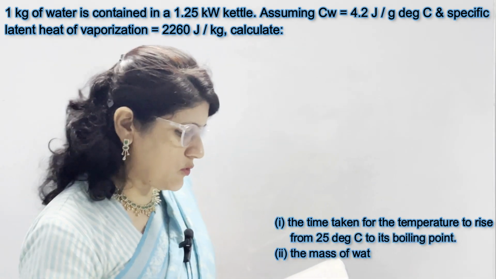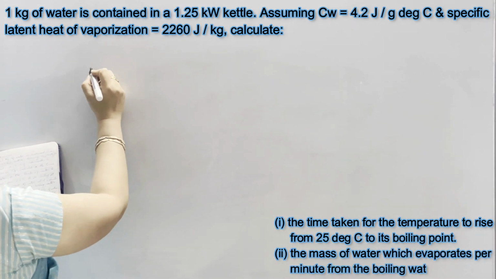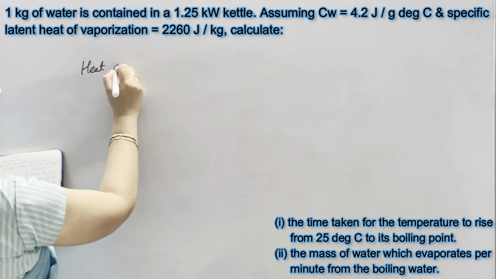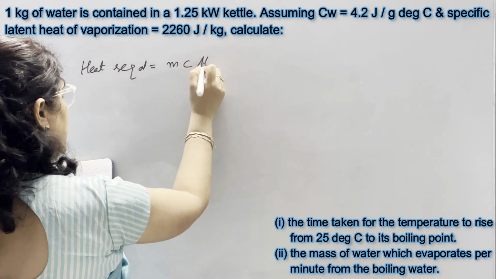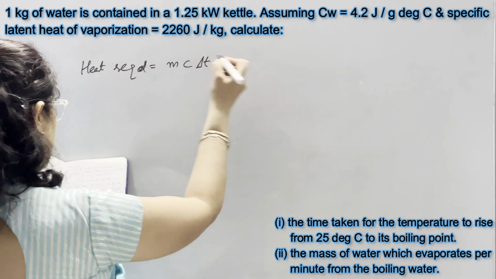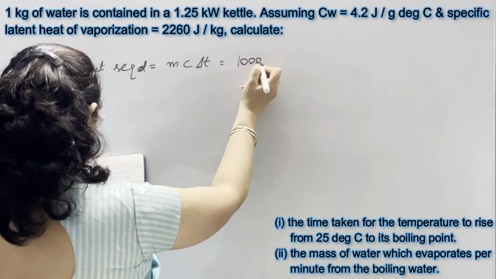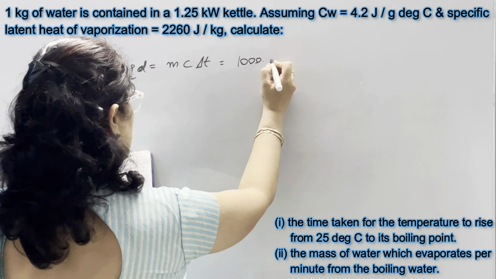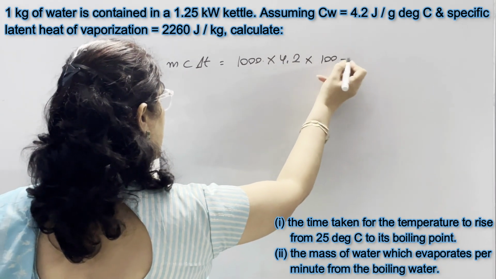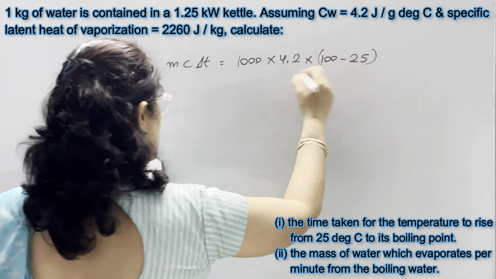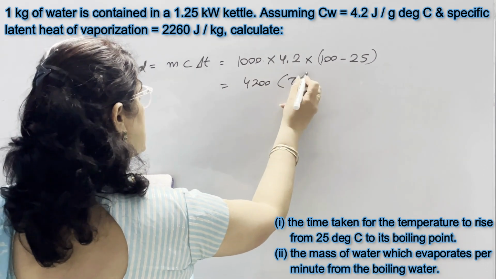So here the mass of water is given as 1 kg. So we are directly coming to the numerical. Heat required is equal to mc delta T. M is given as 1 kg of water. So 1 kg of water means 1000 gram. 1000 gram of water into the value is given as 4.2 and then 100, temperature is given as 25. So 100 minus 25. It means 4200 and then 75.